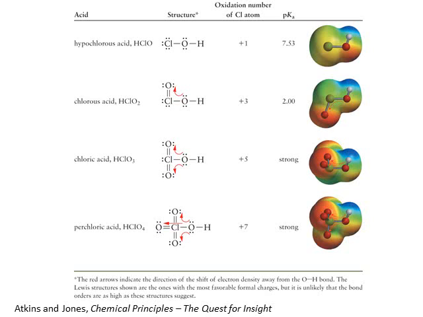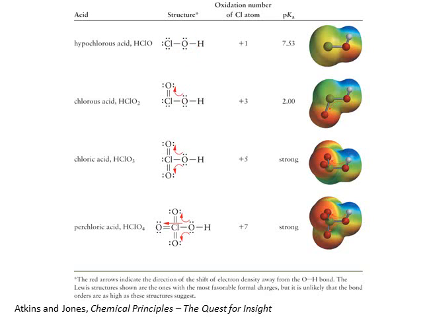Essentially, the amount of positive charge on the chlorine, the central atom, increases as you go down here. And that allows more and more of the electron density to be drawn away from this OH group. As you draw away more and more of this electron density from the OH group, you will strengthen the acid, because it makes the hydrogen lose more and more electron density, making it easier to pull off.